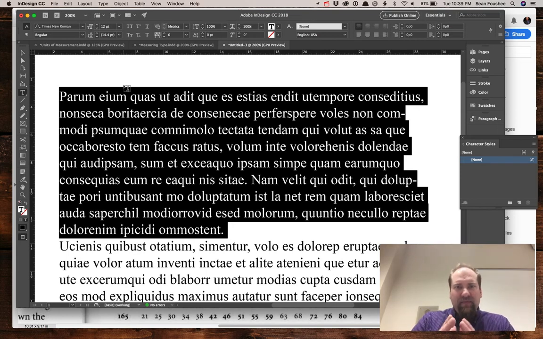So you have to think about the type of font that you're using, not just the actual overall measure length.